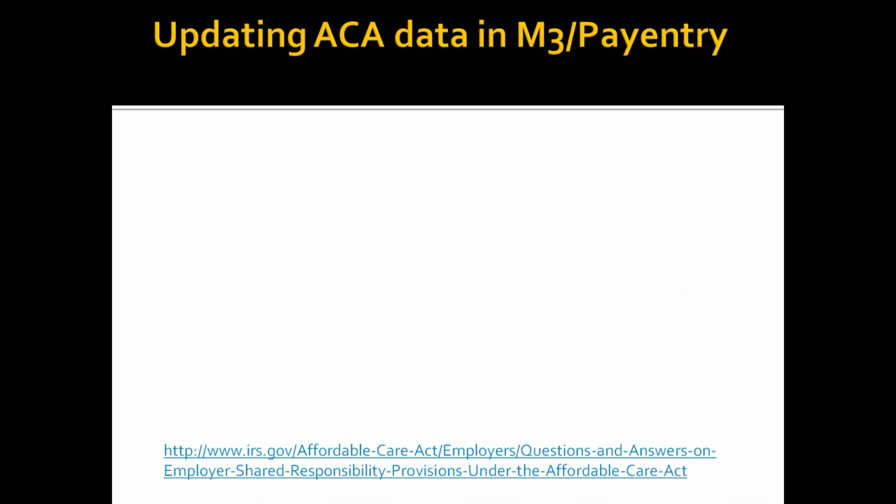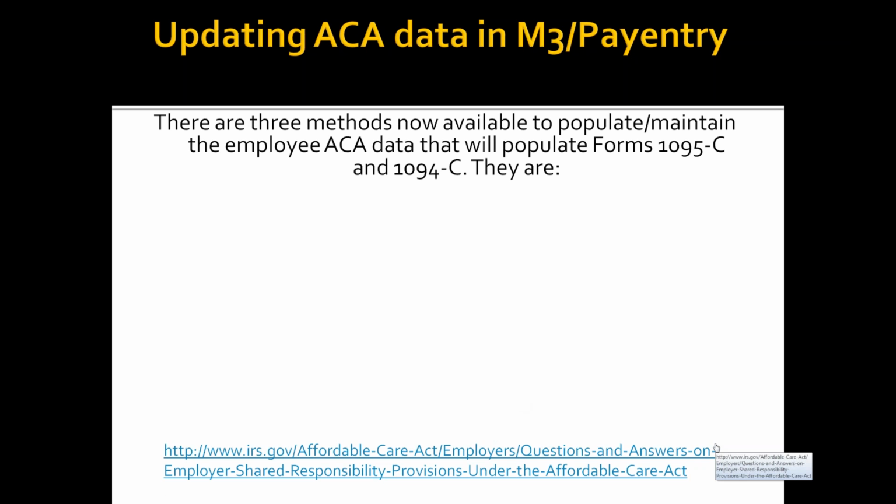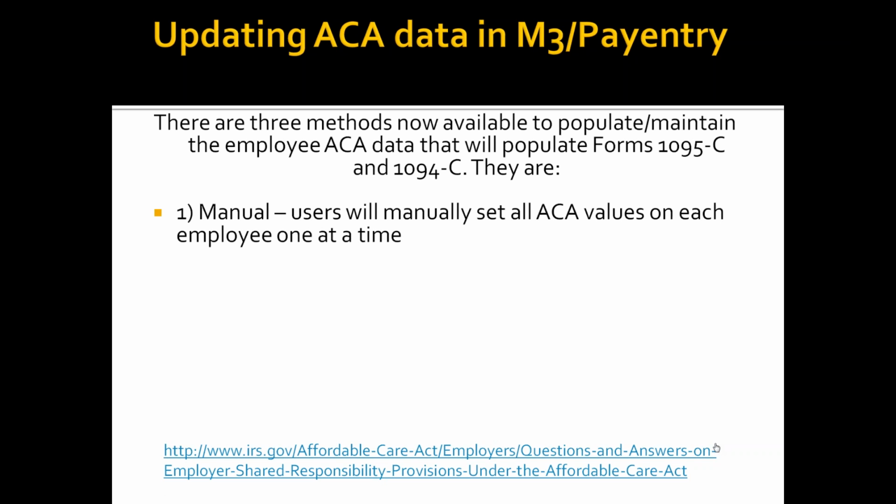These forms will need to be filed timely and accurately to avoid the penalties associated with failure to file. So we're assisting our clients by providing three ways to comply with the law. Within the system, clients will be able to populate and maintain the employee Affordable Care Act data that is meant to populate the forms. The first method will be manual. Some clients will want to maintain each individual employee's records and add the values one employee at a time.